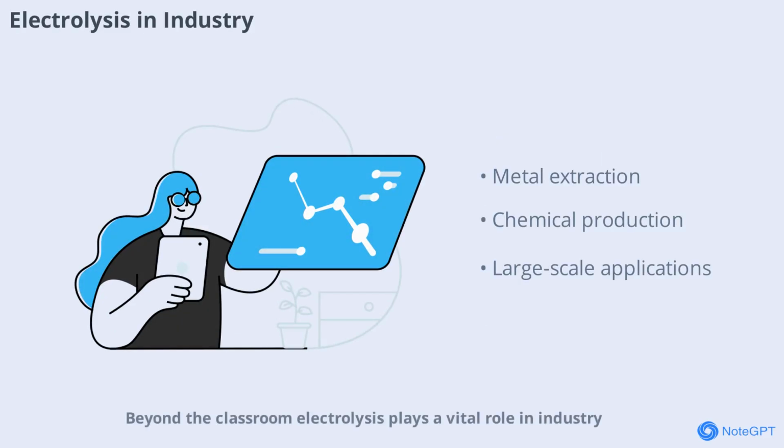Beyond the classroom, electrolysis plays a vital role in industry. It's used to extract metals like aluminum and sodium, produce chlorine and hydrogen, and manufacture chemicals. The process is scalable, allowing for large-scale production of essential materials. Understanding the industrial applications of electrolysis highlights its significance in modern society and technology.